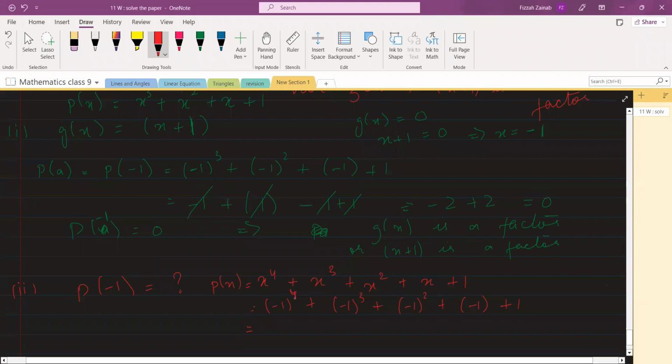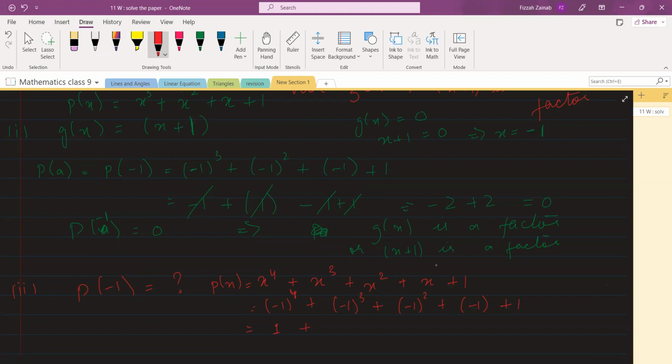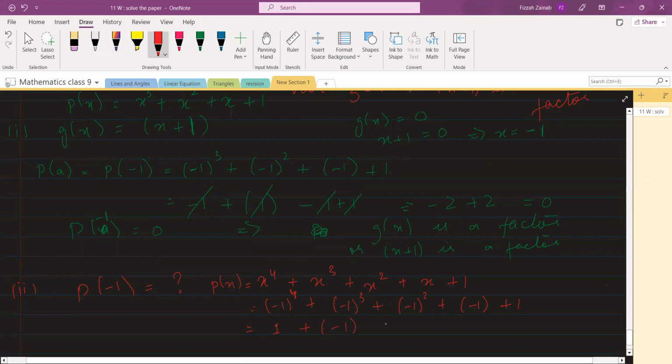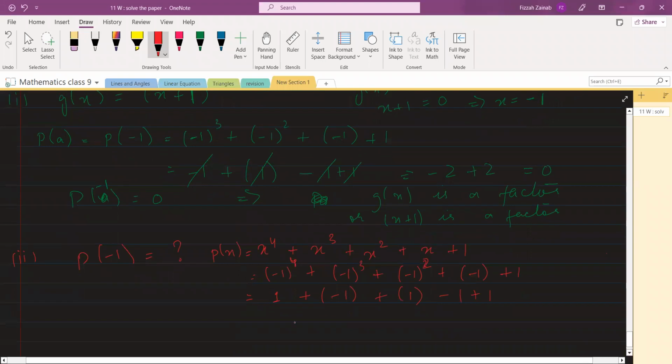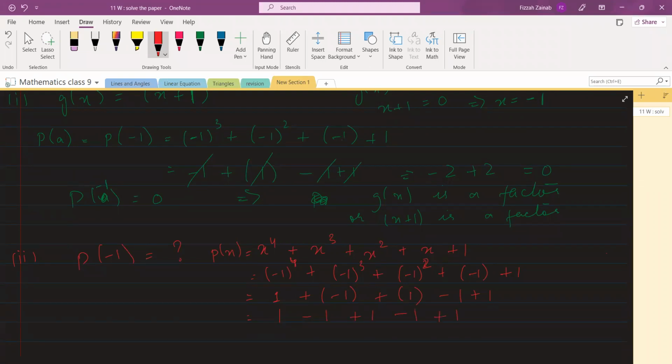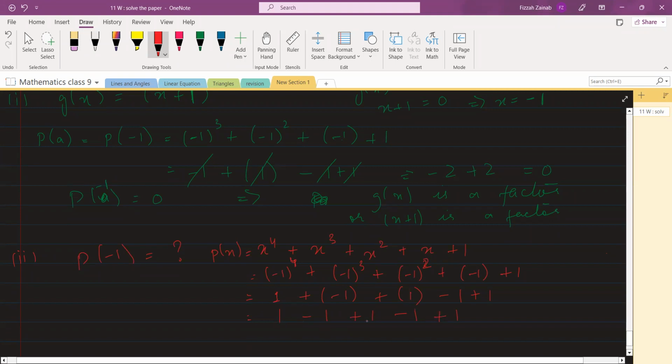See, now you have even power, so it will be only 1 plus. Now you have odd power, so it will be minus 1. Again, you have even power, it will be 1. Then this plus minus minus, sorry, minus 1 and then plus 1. Okay. So now you can open the bracket: 1 plus minus minus, then plus 1 minus 1 plus 1. So how many pluses are there? 1, 2, 3. So this is 3 and then minus of 2. So I'm getting 1 here.